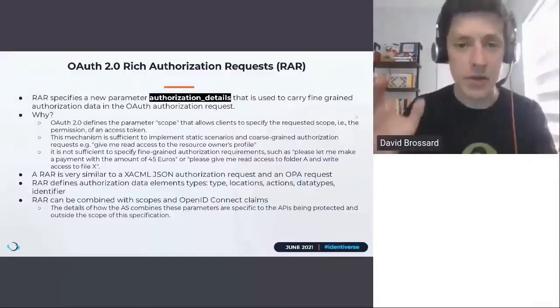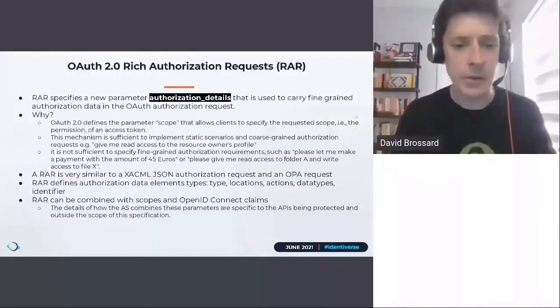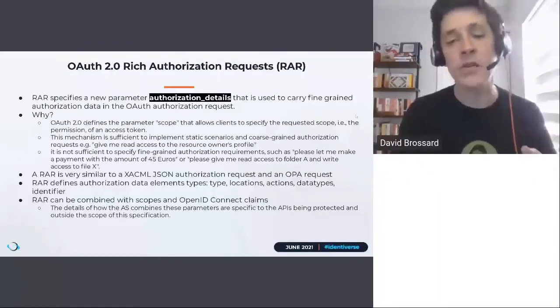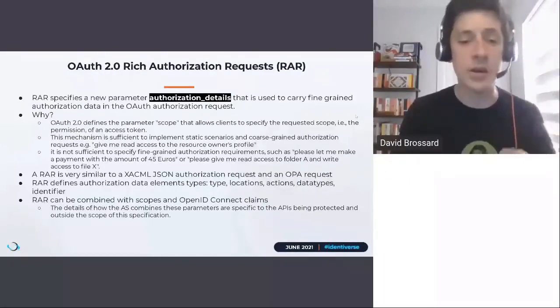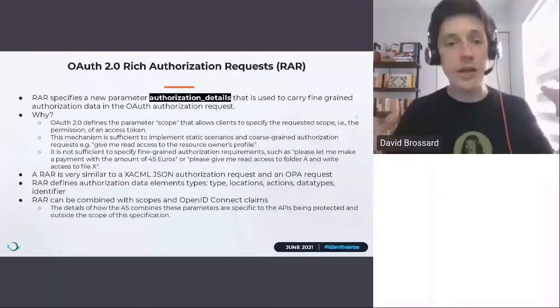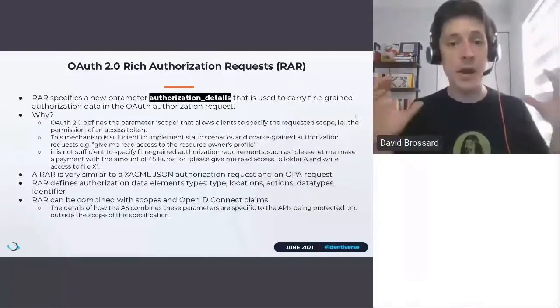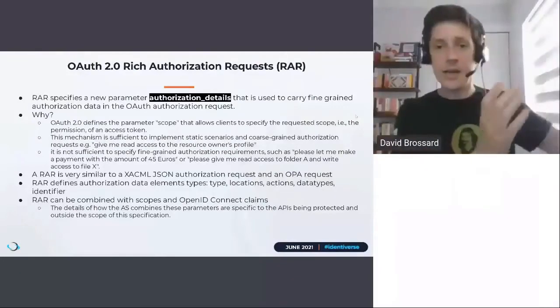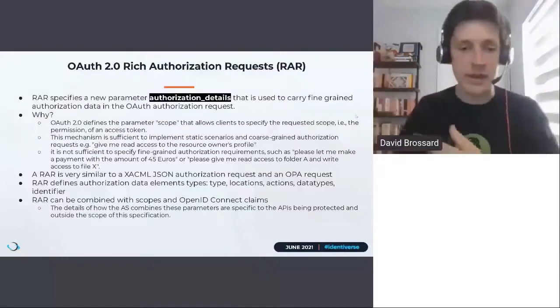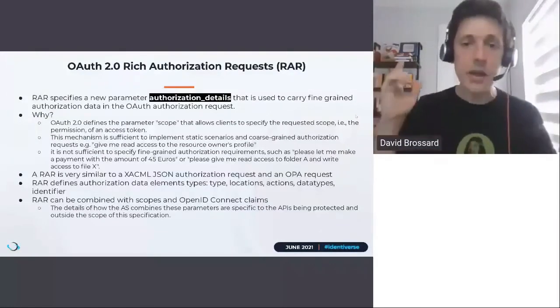And if you look at the Rich Authorization Request, an example of which I have on the following slide, you'll realize that it's extremely similar to what an Open Policy Agent request would look like, or a XACML JSON authorization request would look like, which to me means that you can actually plug those two standards together, and it's going to help us bridge the identity side of authorization to the attribute side or the policy side of authorization.